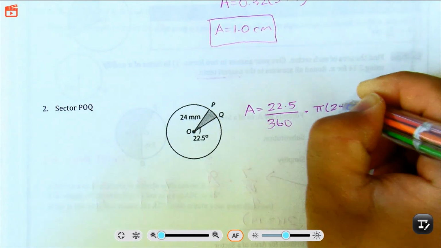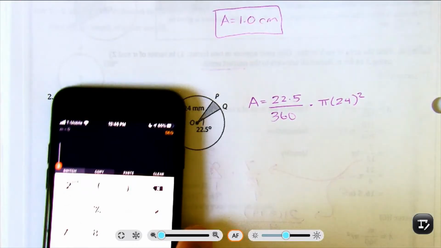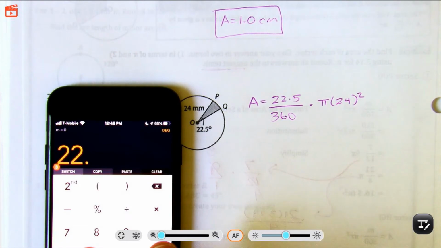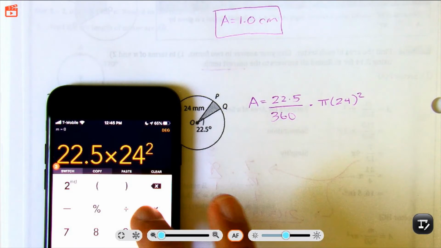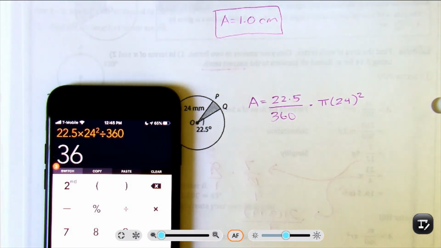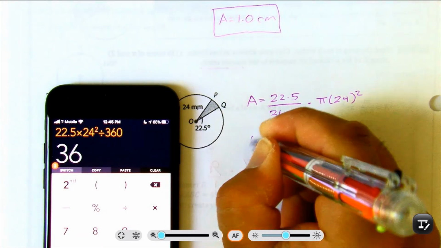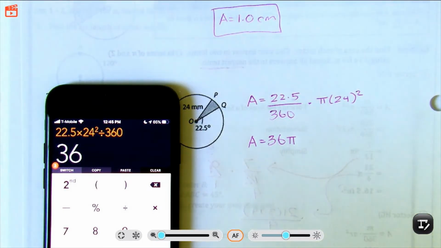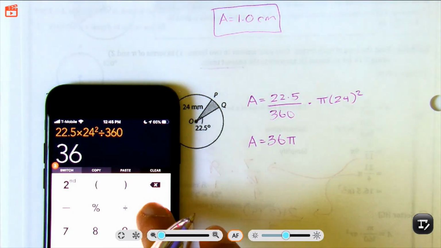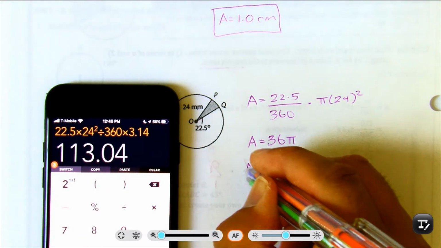So again, this is a calculator part that we need. We're going to type 22.5 times 24 squared divided by 360, and it ends up with 36. So area is equal to 36 pi. And then if I multiply 36 times 3.14, I end up with 113.0 if I round it to the nearest tenth.